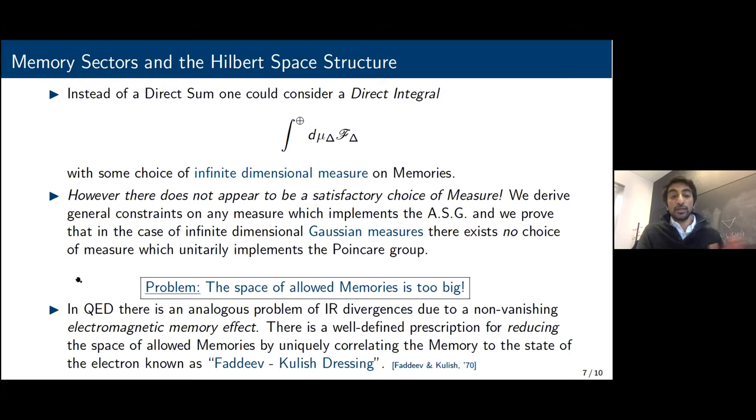So in QED, there is an analogous problem. You could ask this question in QED, and there's an analogous problem of infrared divergences, which arise from the electromagnetic memory effect. In that case, there is a well-defined prescription for reducing the space of memories by uniquely correlating the memory of the state to the electron state. That's known as the so-called Faddeev and Kulish dressing. For the next couple of minutes, I'll explain precisely what that is, and we'll see if we can do this in quantum gravity.